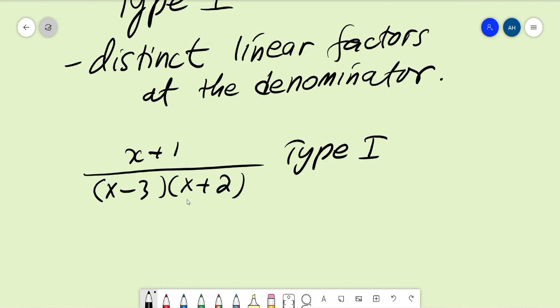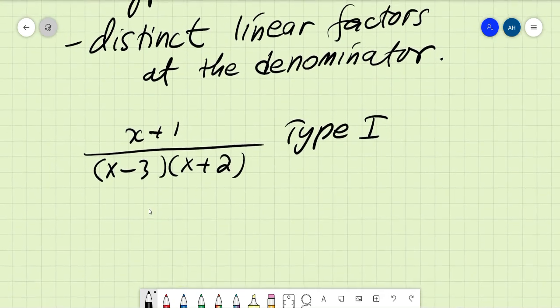X minus 3 and x plus 2, they are distinct, meaning different, and they are linear at the same time. That is, the highest power of x here is 1, and the highest power of x in x plus 2 is also 1. So both of them are linear factors at the denominator. So this is an example of partial fraction type 1, and that's what we are going to focus on in this video.